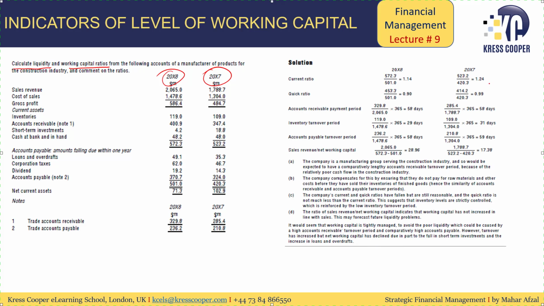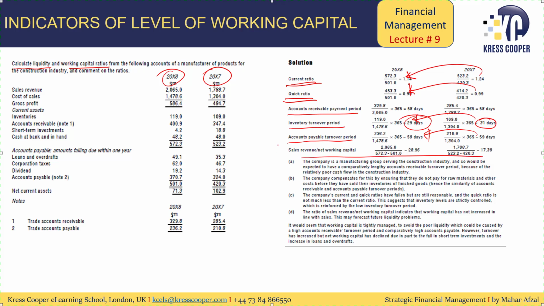This is the solution. In this solution, we have observed that our current ratio has been diluted very minutely. Quick ratio has been diluted as well. Receivable period is the same. Inventory turnover has improved. Account payable period is almost the same. This is the alarming situation: sales versus net working capital ratio.